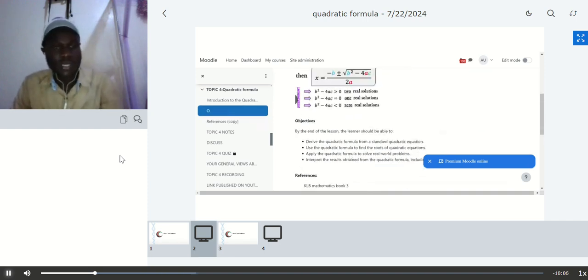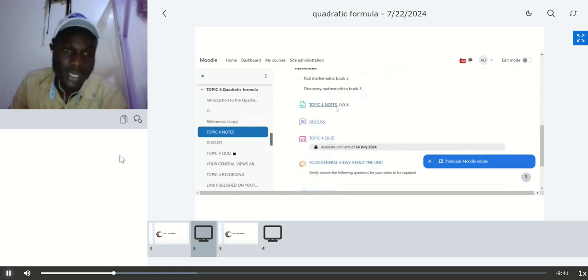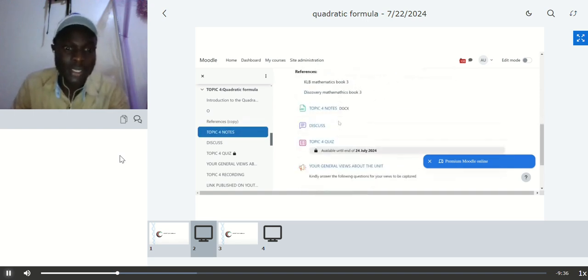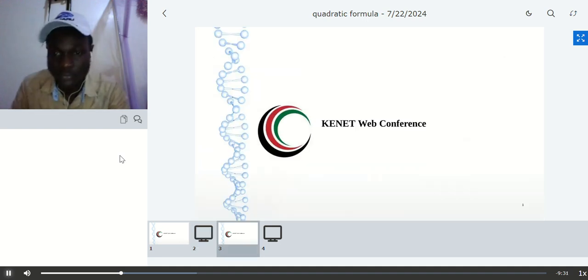The objectives of this topic are that by the end of the lesson, we should be able to derive the quadratic formula from a standard quadratic equation, use the quadratic formula to find the roots of quadratic equations, apply the quadratic formula to solve real-world problems, and interpret the results obtained from the quadratic formula, including complex roots. Our references can be Mathematics and Discovering Mathematics, book 3. You have the discussion there, and let me now share my screen.